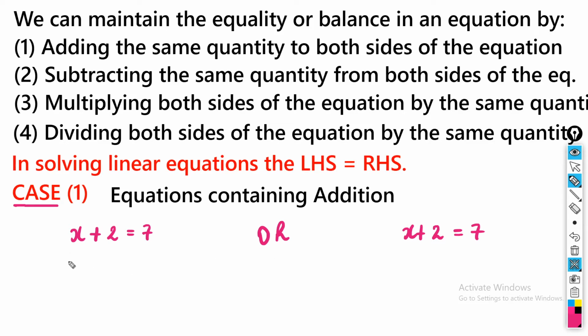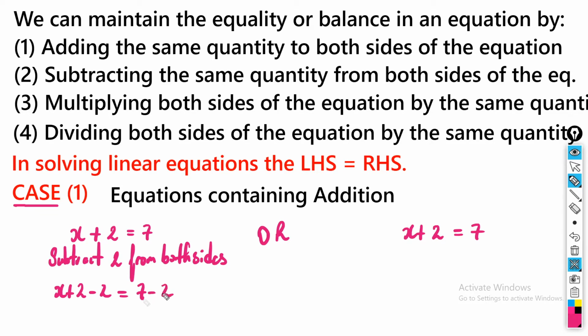The first thing we can do for this one is subtract 2 from both sides of the equation. So you'd get x plus 2 minus 2 is equal to 7 minus 2, and you end up with x is equal to 5. So that's one way to do it.